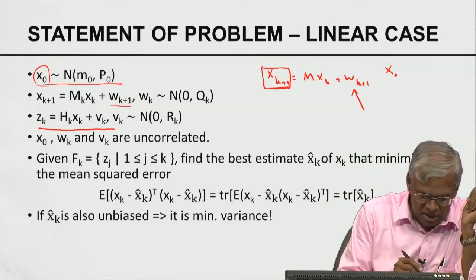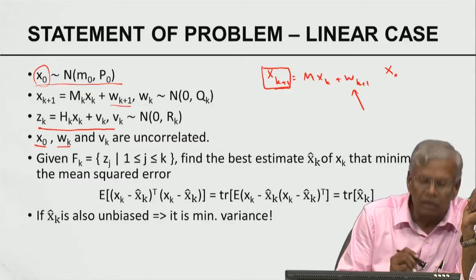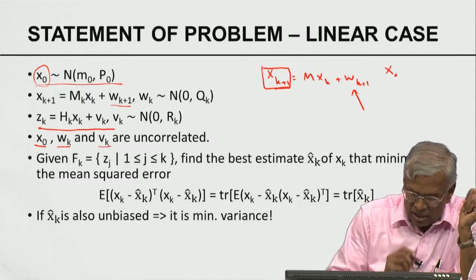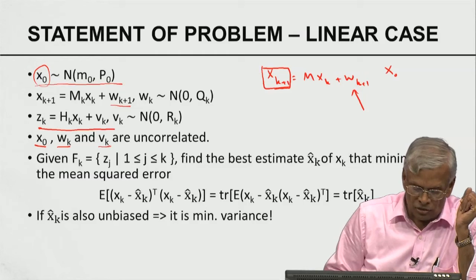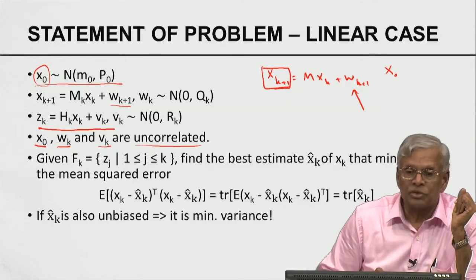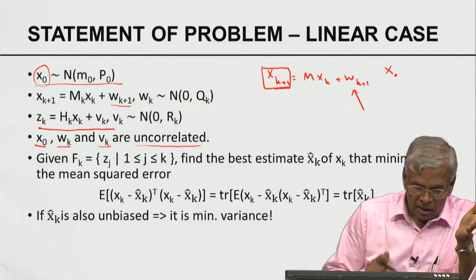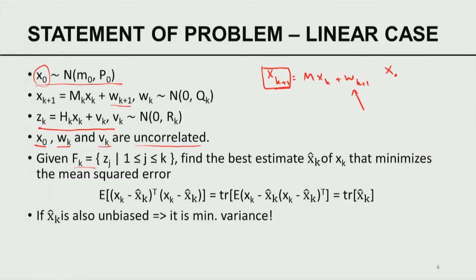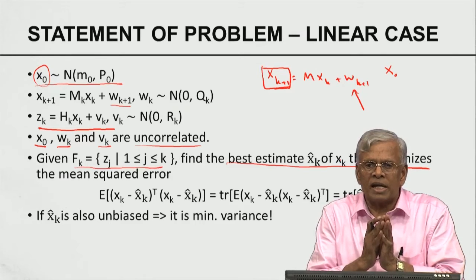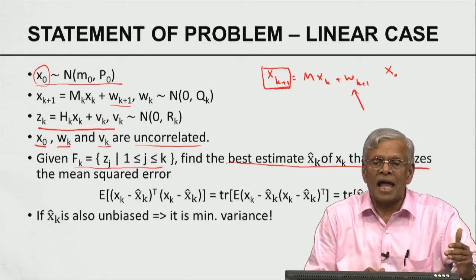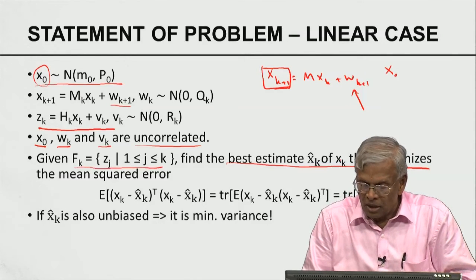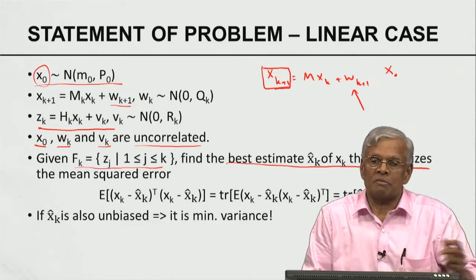So there are three sources of randomness. Initial condition is random, model forcing is random, the observation noise is random. We are going to assume that all three noises are uncorrelated. So what is the basic idea? Given a set of observations from time 1 to k, find the best estimate x hat k of x k. Look at this now. I am given k observations from 1 to k. I want the best estimate x hat k. You can see from the previous slide, this is the filtering problem. So x hat k is the filtered estimate.